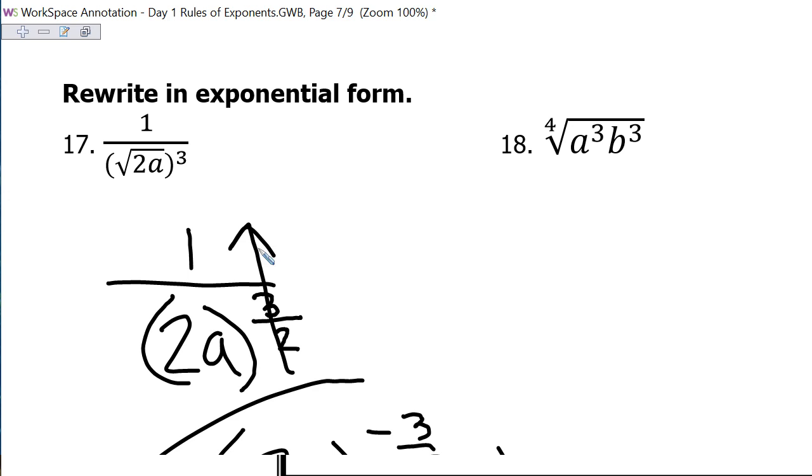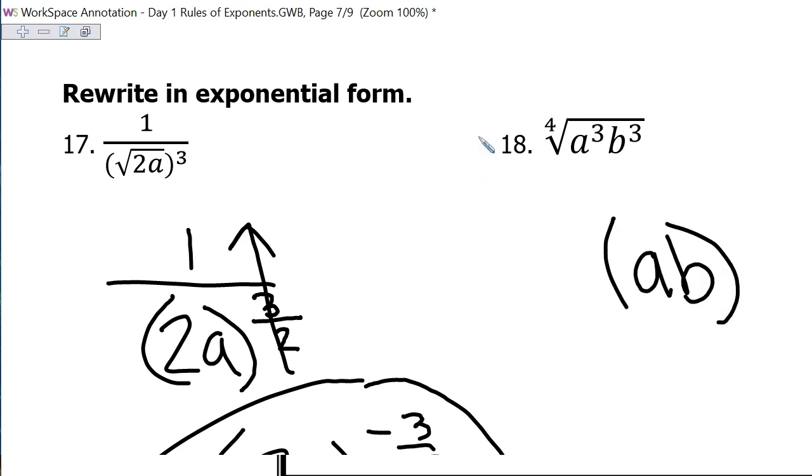So a rational exponent you can leave as a negative if you're converting. Next one, number 18. What do you think the base was? AB. And what power were the A and B raised to? The 3rd power. And what root are they taking? 4. So again, if you have more than one item, make sure you use parentheses for that base.